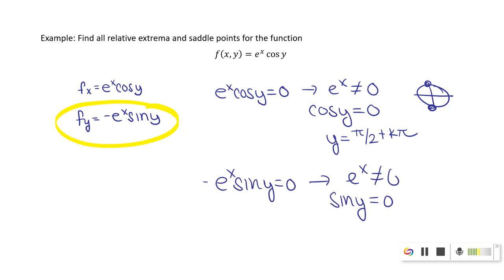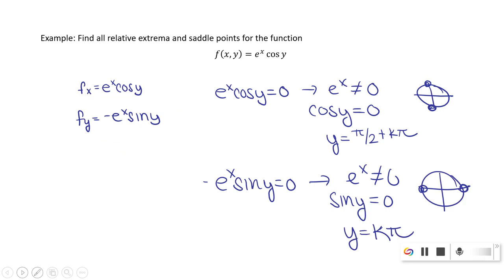Okay, what about my partial with respect to y? Negative e to the x sine y equals 0. Same kind of reasoning. E to the x is never going to equal 0. When does sine of y equal 0? Well, that is right here. So that would be at an angle of 0 or pi, 2 pi, 3 pi. So I'll say k pi, any angle of k pi.